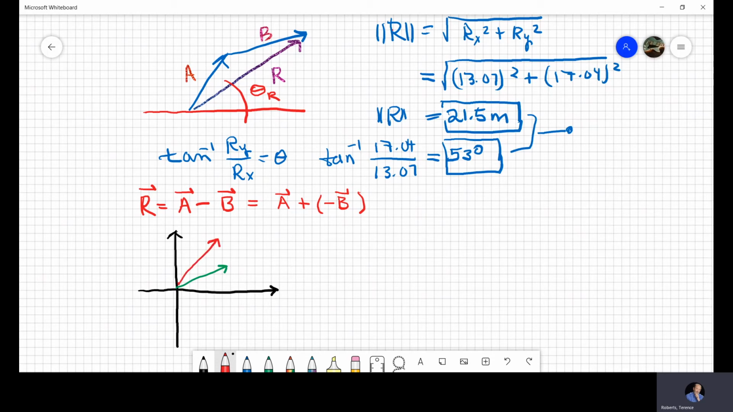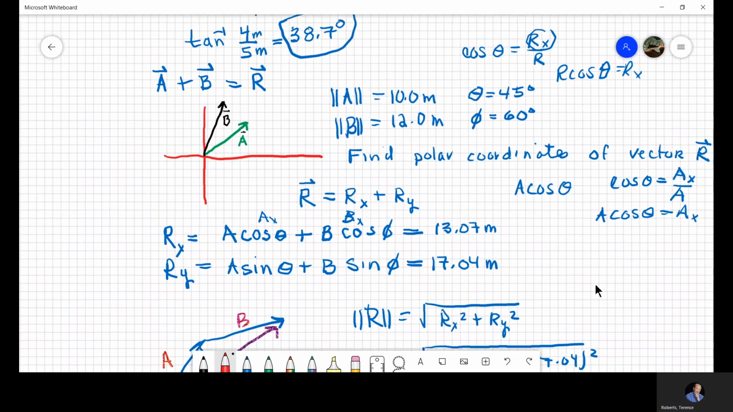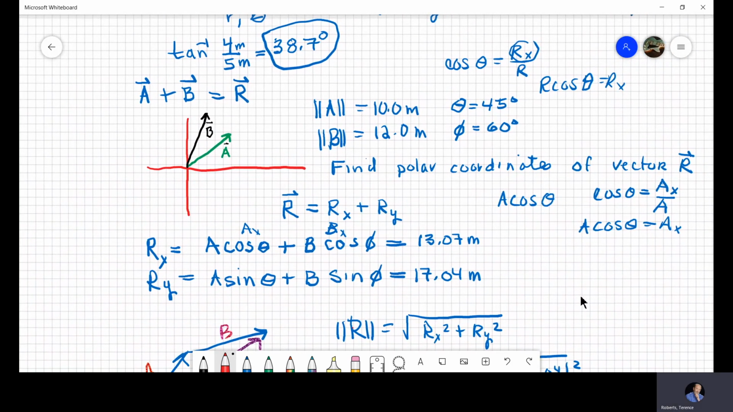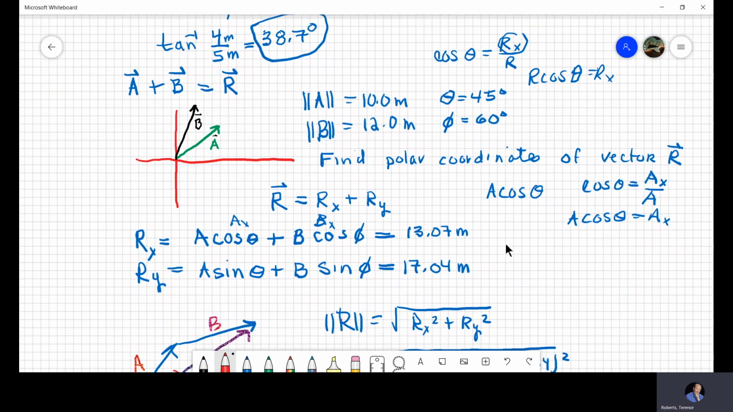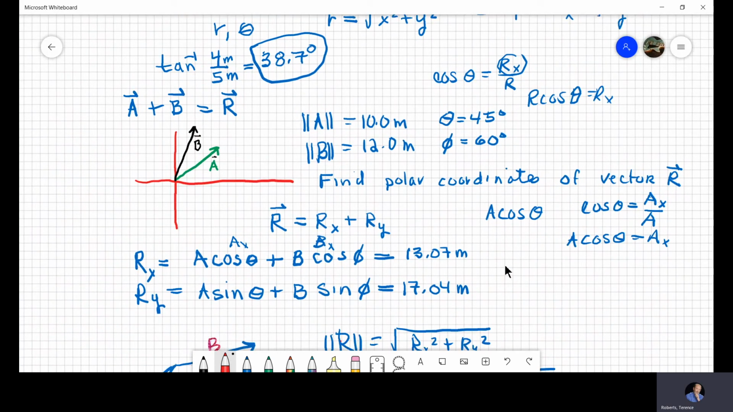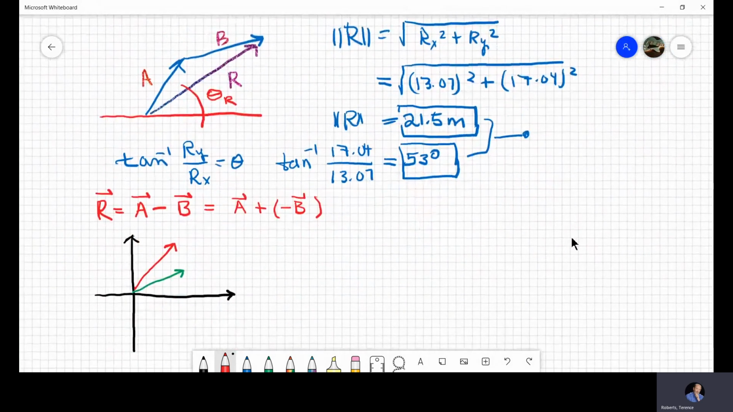Okay, but now this is a negative vector. So in this case, you're going to inverse this vector. Now the magnitude is not going to change. What's going to change is the direction. Now we said that we were given that vector B, I don't think we solved, yes we did, I'm sorry. We were given that vector B is 60 degrees.